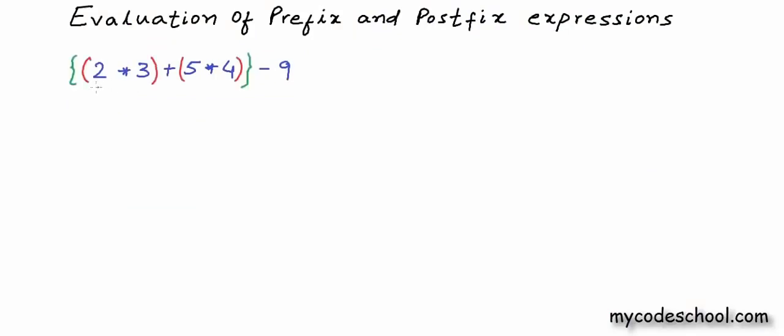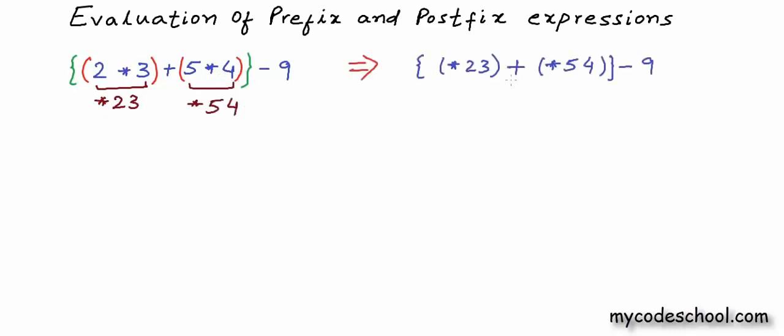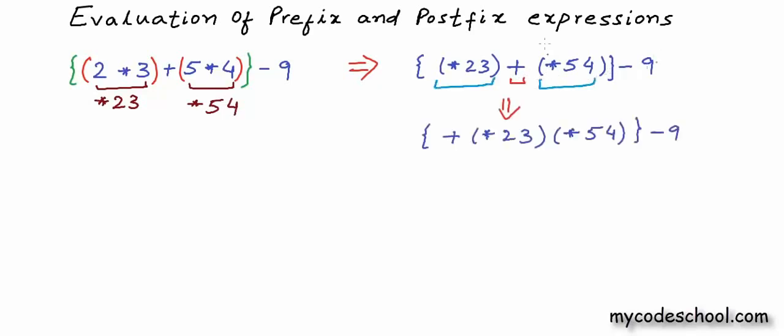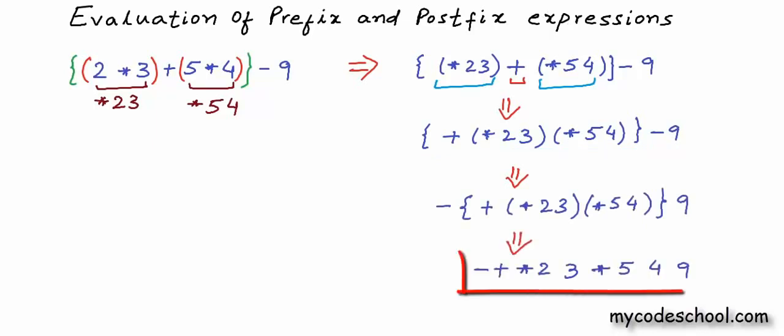I first put this parenthesis. This 2 asterisk 3 will become asterisk 2 3. This 5 into 4 will become asterisk 5 4. And now we will pick this plus operator, whose operands are these 2 prefix expressions. Finally, for the subtraction operator, this is the first operand and this is the second operand. In the last step, we can get rid of all the parentheses. So this is what I have finally.